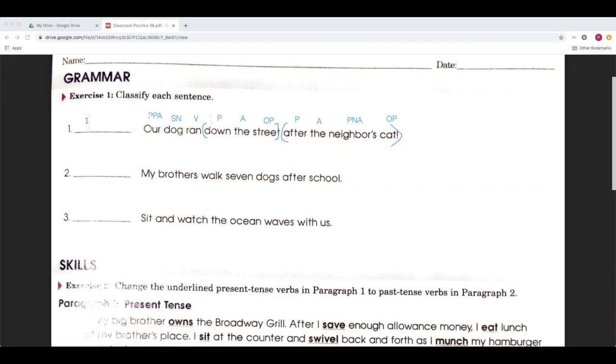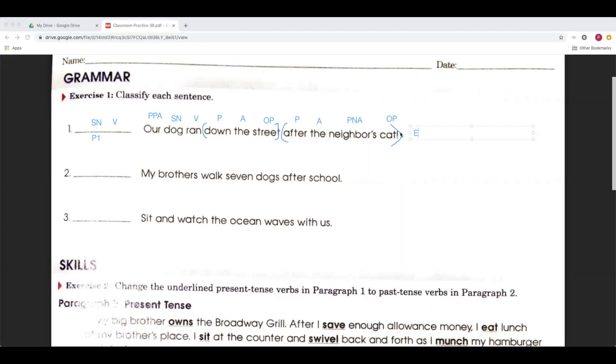This is a subject noun verb pattern 1. The type of sentence is exclamation point, strong feeling. It's an exclamatory sentence.